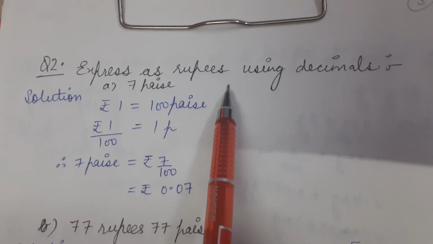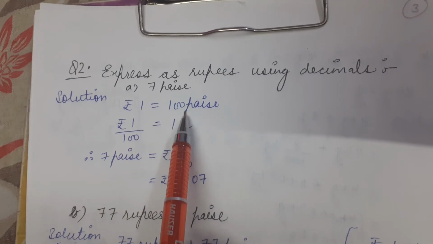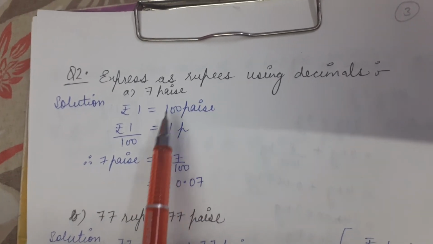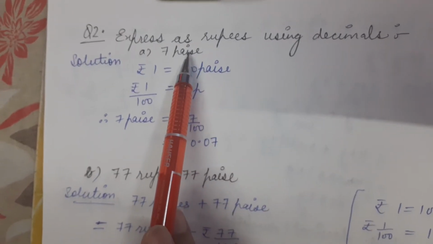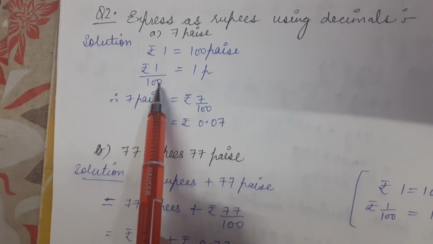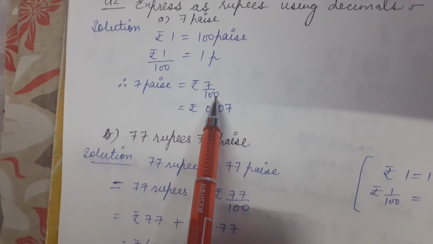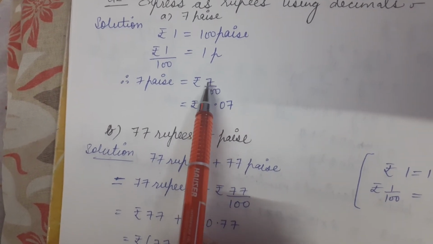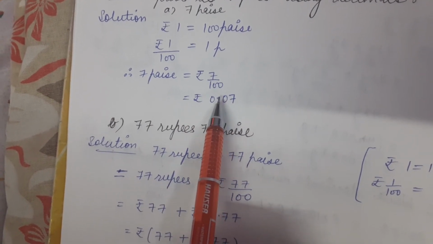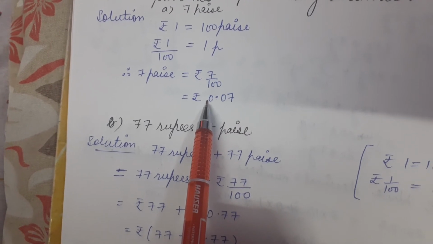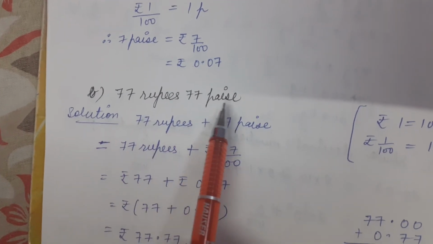Question number 2, express as rupees using decimals. A part is 7 paise. Students, we know that rupees 1 is equal to 100 paise and 1 paise is equal to 1 upon 100 rupees. So if we are converting into rupees, we have to divide it by 100. So 7 paise will become rupees 7 upon 100. And if two zeros are there, we have to convert into two decimal places. That means here we write 0 and decimal, and then before the decimal we put 0, so it will become 0.07.